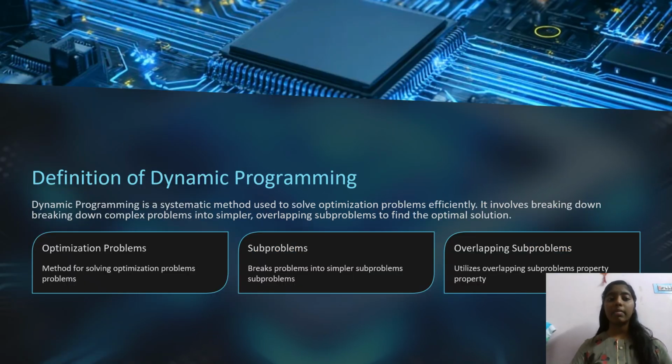The main definition of dynamic programming is that it is a systematic method used to solve optimization problems efficiently. It involves breaking down complex problems into simpler overlapping subproblems to find the optimal solution. Here there are three parts: optimization problems, a method for solving optimization problems; subproblems, which break problems into simpler solutions; and overlapping subproblems, which recur.